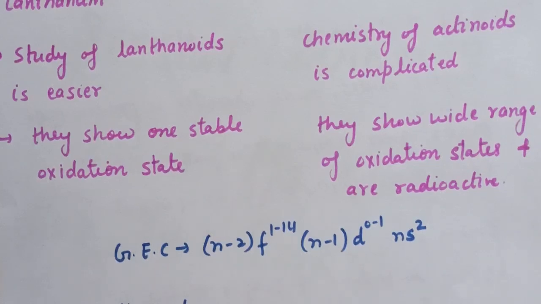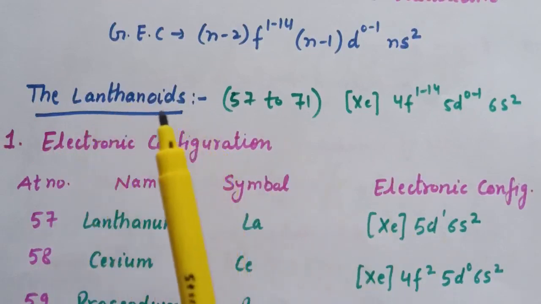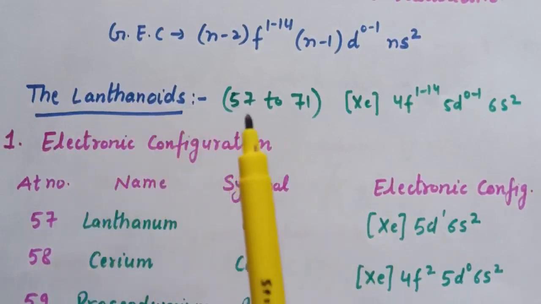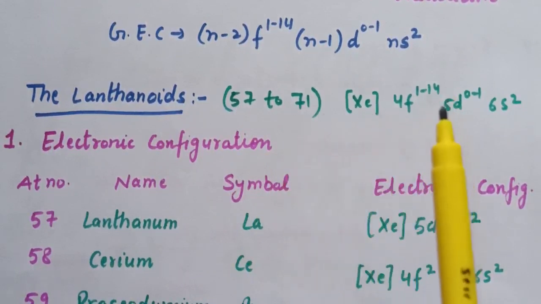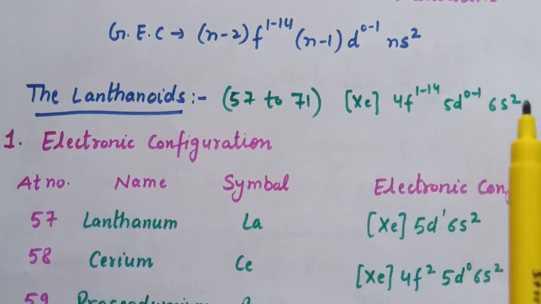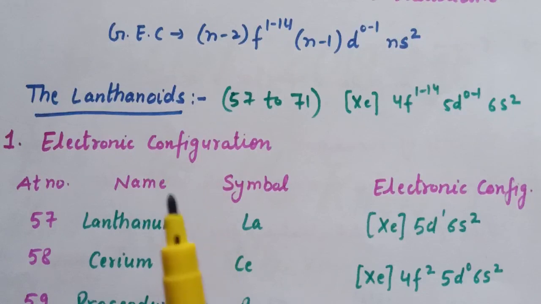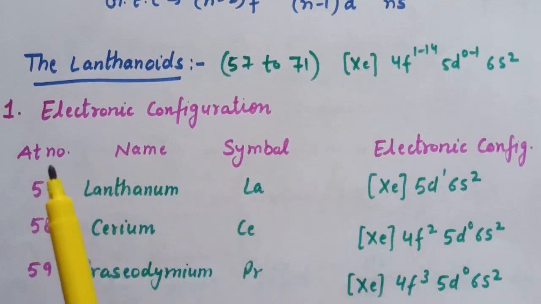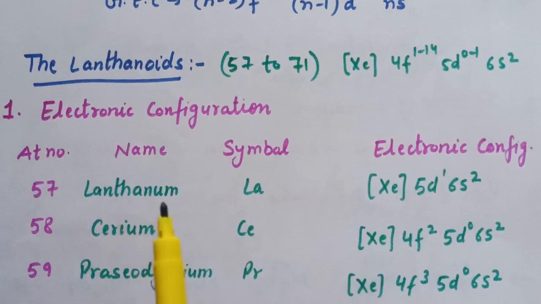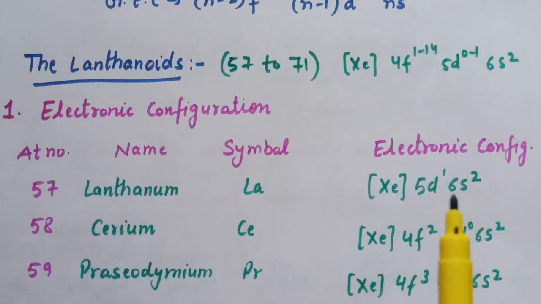Now we start with lanthanoids. Lanthanoids run from atomic number 57 to 71, and the electronic configuration is xenon 4f1-14, 5d0-1, 6s2. Here I am discussing the electronic configuration for all lanthanoids. The first lanthanoid has atomic number 57, the name of the element is lanthanum, the symbol is La, and the electronic configuration is xenon 5d1, 6s2.